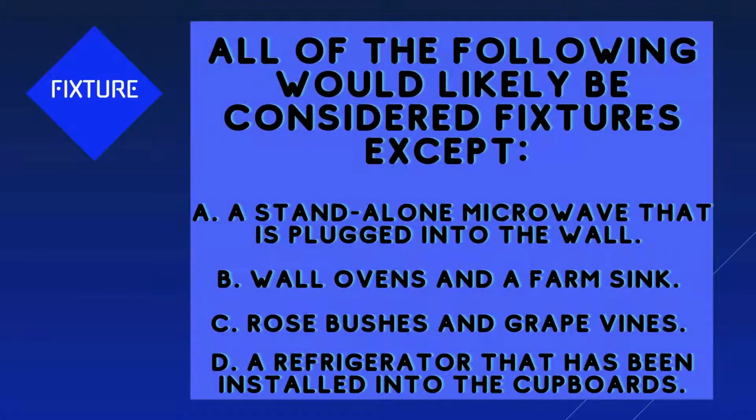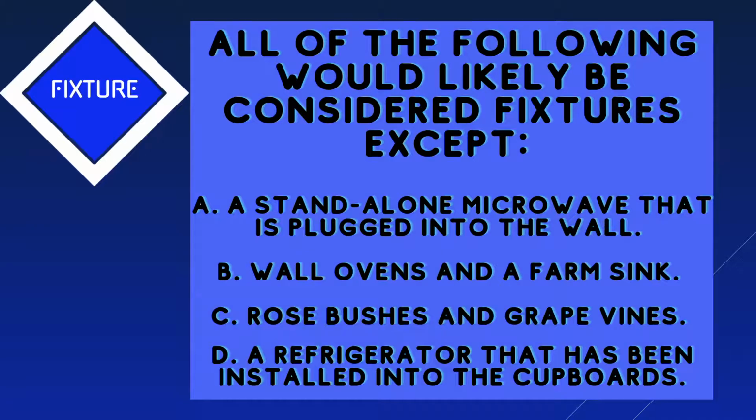All of the following would likely be considered fixtures except: A, a standalone microwave that is plugged into the wall; B, wall ovens and a farm sink; C, rose bushes and grapevines; or D, a refrigerator that has been installed into the cupboards.